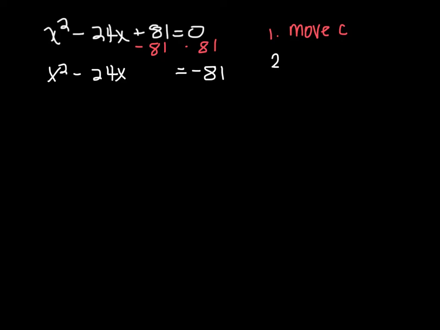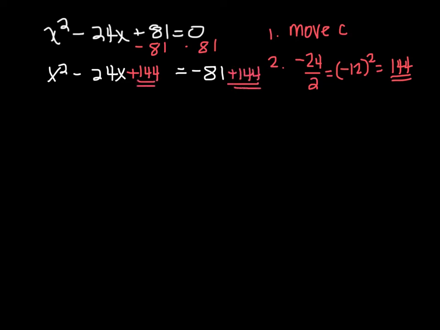I'm now going to do the second step of taking b, dividing it by 2, and squaring it. And that magic number is the number I add to both sides. I want to create the binomial squared.